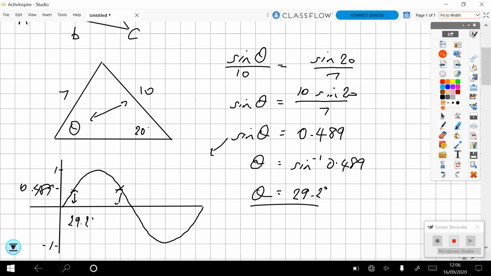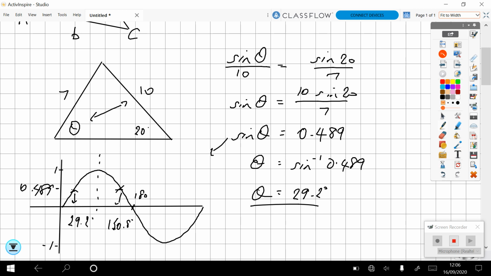What about this angle here? Well, this is 180 degrees. There's a line of symmetry through 90 degrees. And so we can judge that this other angle must be 150.8 degrees. Question is, can that exist inside a triangle? Well, of course it can, because triangles can have obtuse angles in them.